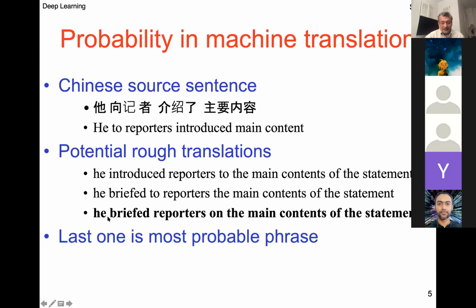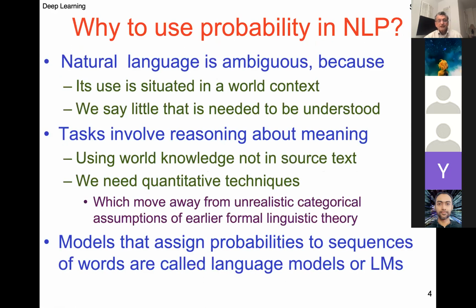Or the final one, he briefed reporters on the main contents of the statement. There are some minor differences between all of these, but this is probably the most meaningful of all these translations. So we say the last one is the most probable phrase. So there is a probability for each of these, and we're saying the last one is probably the most probable correct translation. All right. So why to use, I went back.